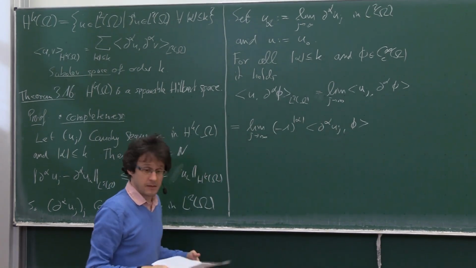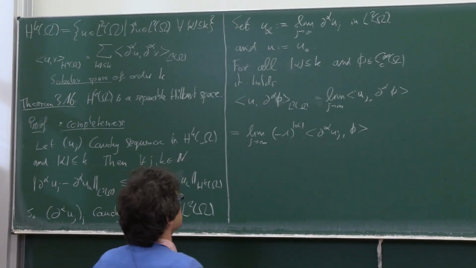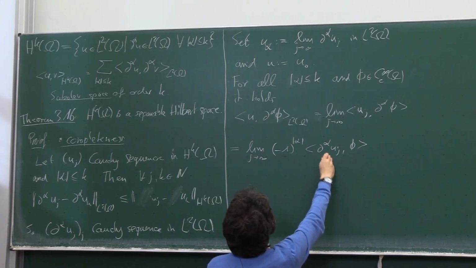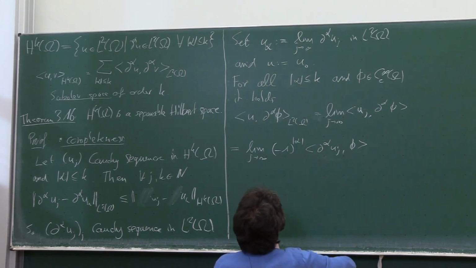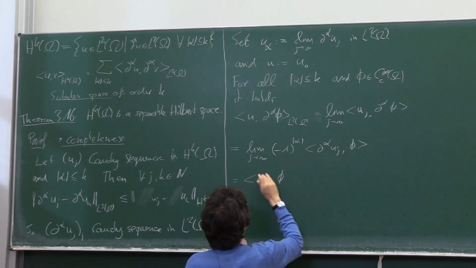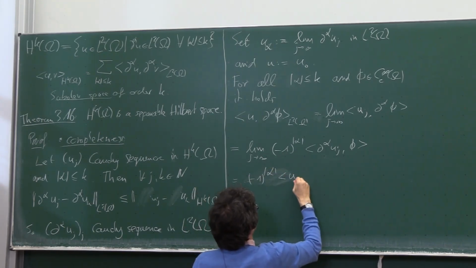And now we can again take the limit in L2, because we know what this does in L2. D alpha uj in L2 converges to u alpha. So this is u alpha phi with a minus 1 in front. Minus 1 u alpha phi.